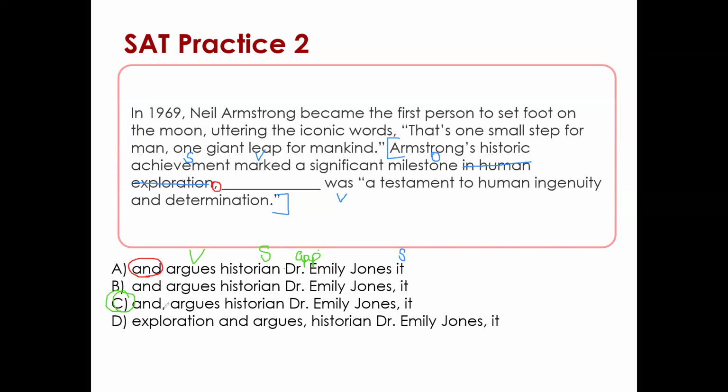Now let's try and cross it out. Cross out the commas as well, so it's less confusing. After you cross it out, try reading it out. Armstrong's historic achievement marked a significant milestone in human exploration, comma, and it was a testament to human ingenuity and determination. And there we have it, right? Two complete sentences joined by comma and.